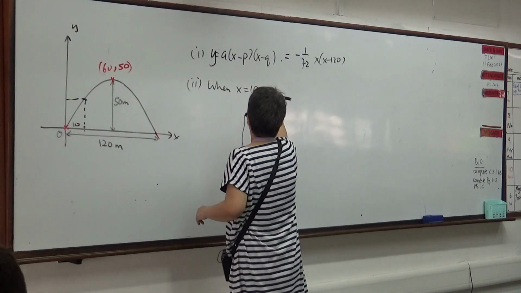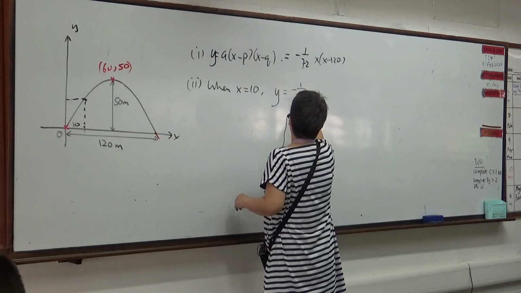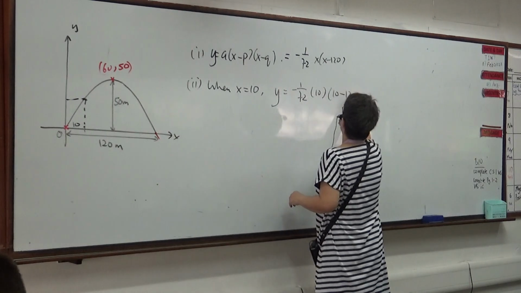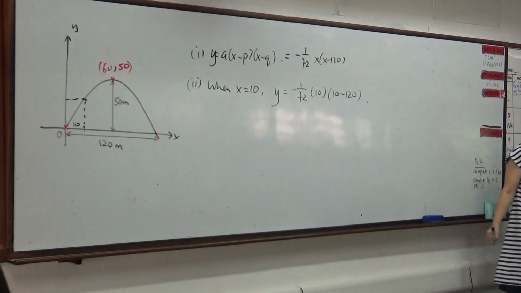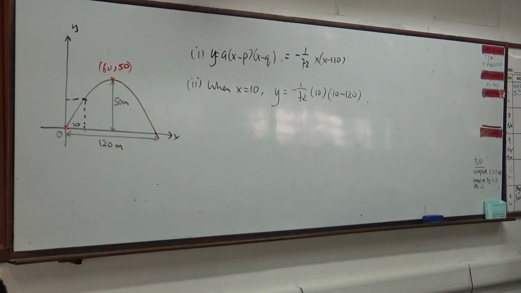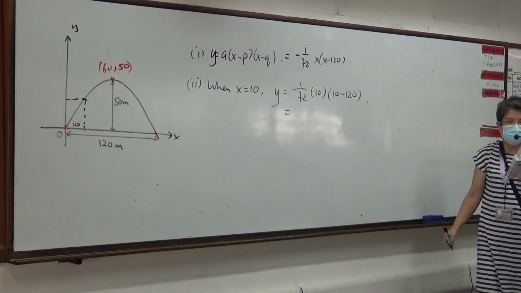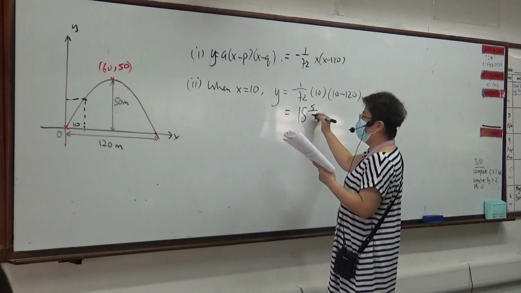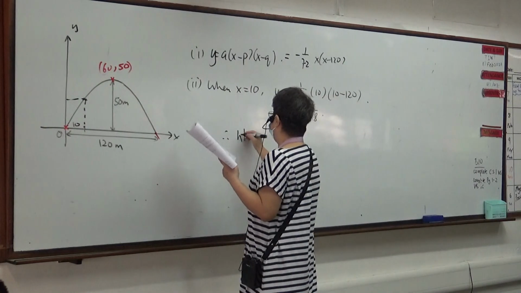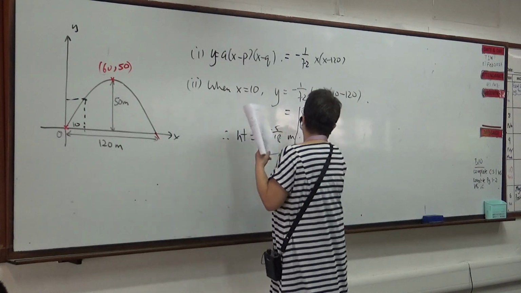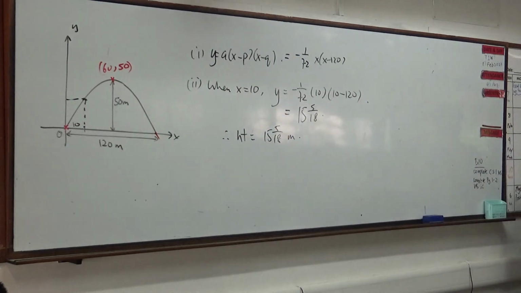When x is 10, y will be negative 1 over 72 times 10 squared minus 120, right? Alright, press your calculator. Give me exact. What is it? 5 over 18. So therefore, the height will be 15 and 5 over 18 meters. Okay? Everybody clear? Easy? Okay, next part.